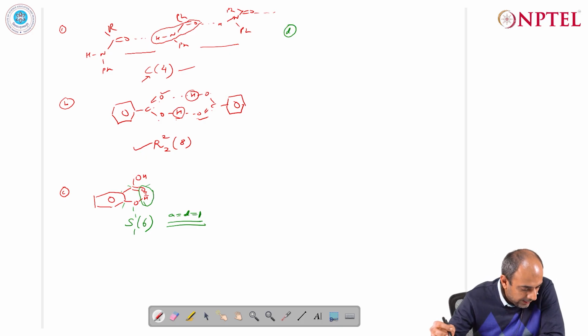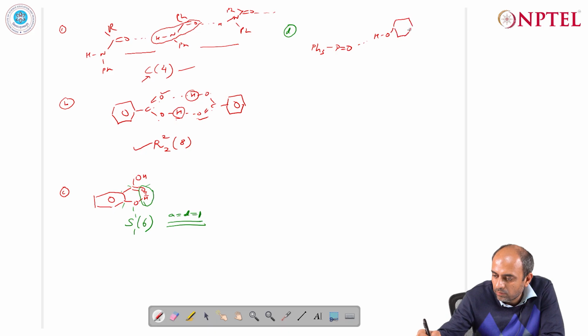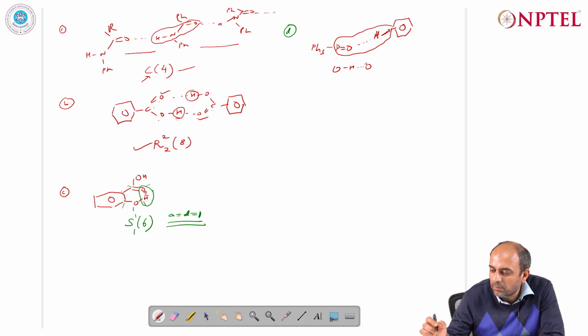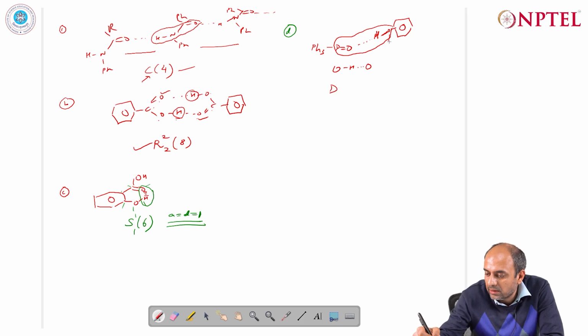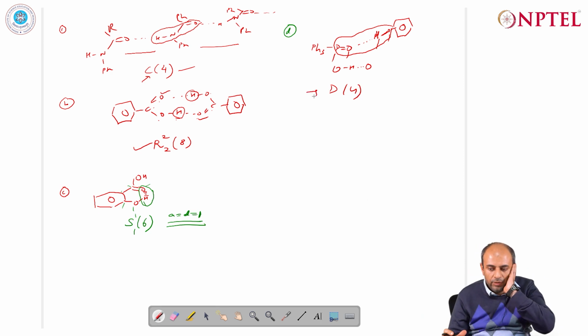We can now take a case where we have triphenyl phosphine oxide hydrogen bonded with phenol via an OHO hydrogen bond, and this forms a discrete motif represented as D, and the number of atoms in the discrete motif is 1, 2, 3 and 4. So the graph set descriptor for such kind of motif is D4.